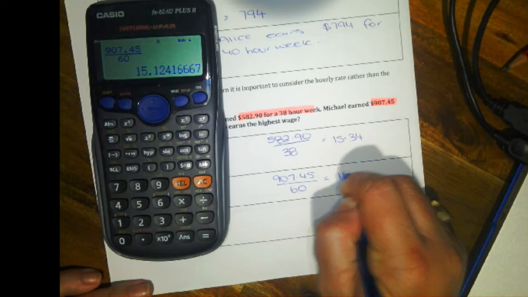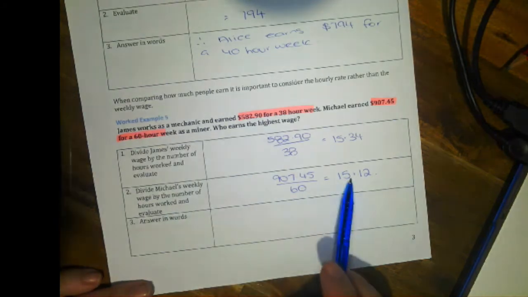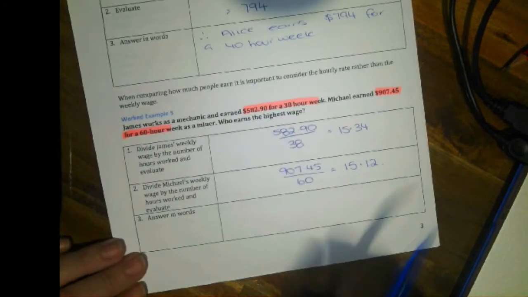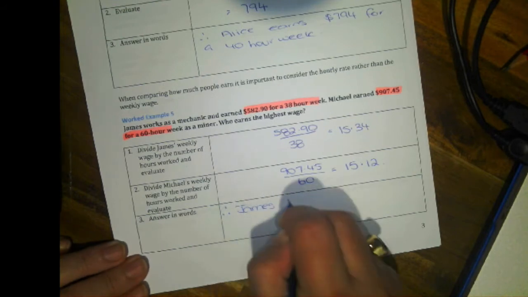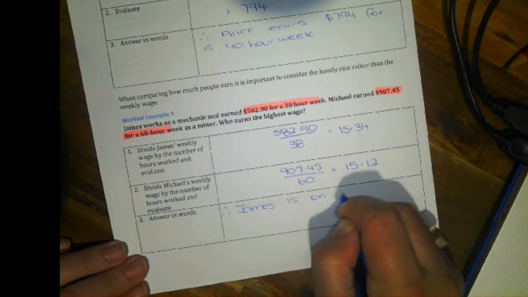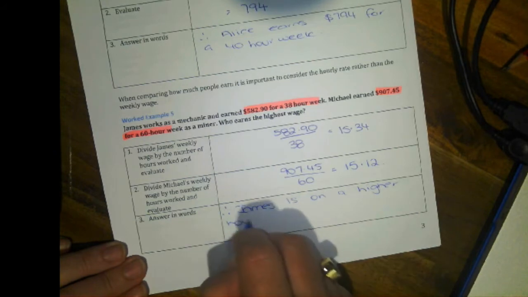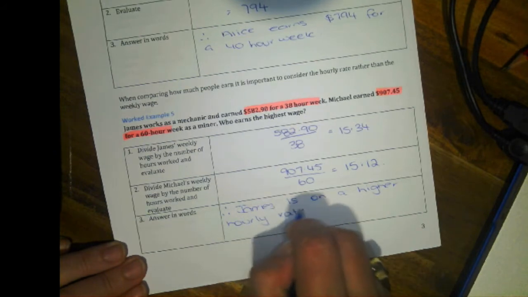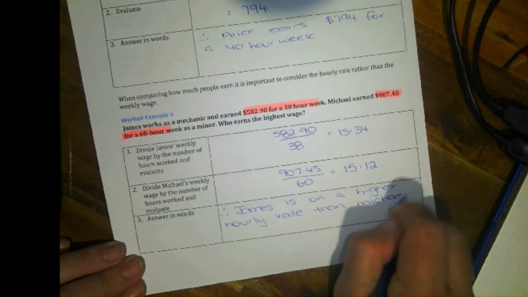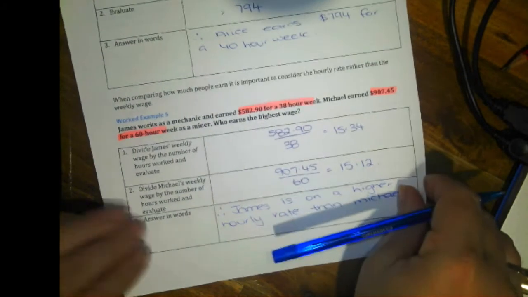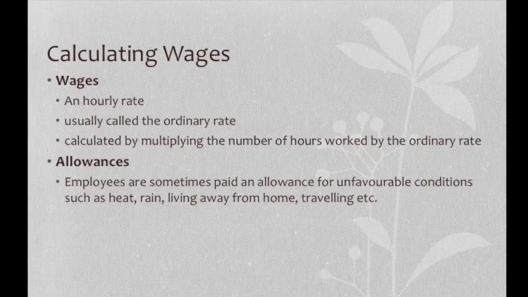So in fact, Michael actually earns less than James. Therefore, James is on a higher hourly rate than Michael. Make sure you've got those copied down and then move on to the next example.